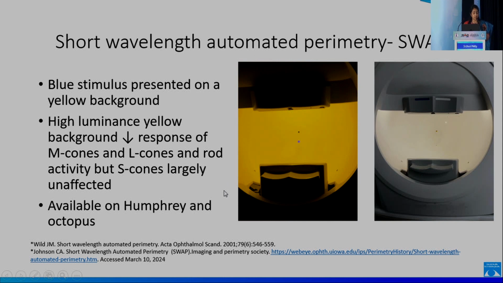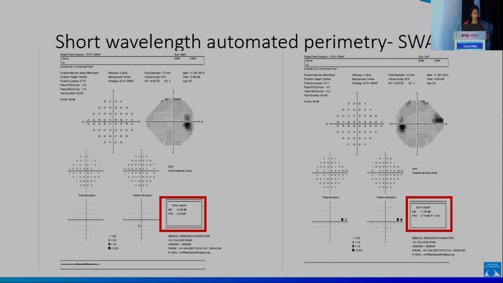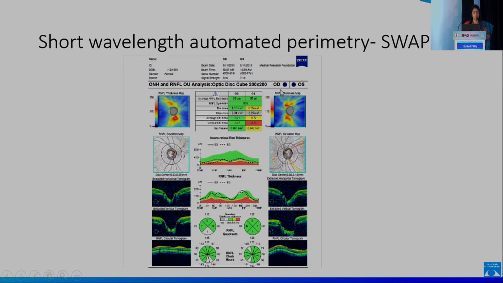The S-cones are largely unaffected, and it's available on both the Humphrey and Octopus. Though it's supposed to detect glaucoma earlier, this is a printout of the SWAP. You can see the SWAP mean deviation and an abnormal glaucoma hemifield test. And the OCT shows a normal RNFL.